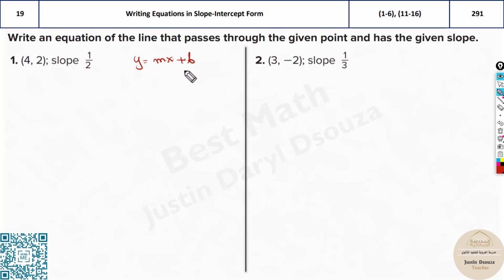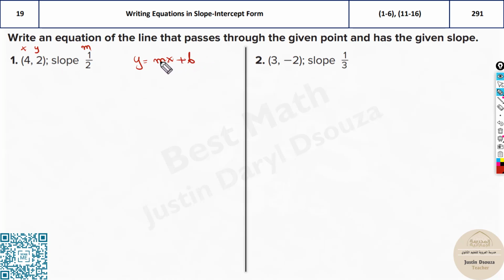This is it. But how will you exactly find the b value? Because b value is not given, right? But now what do we know? We know m, that is the slope. We know x point and y point. So from this, can we find b?